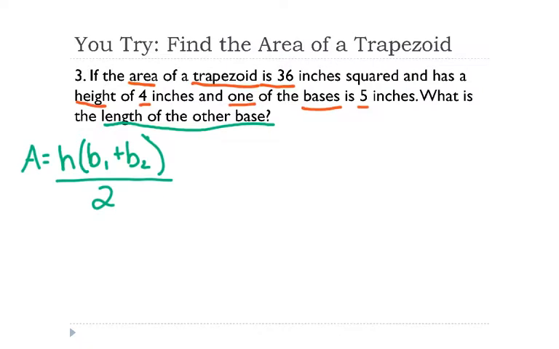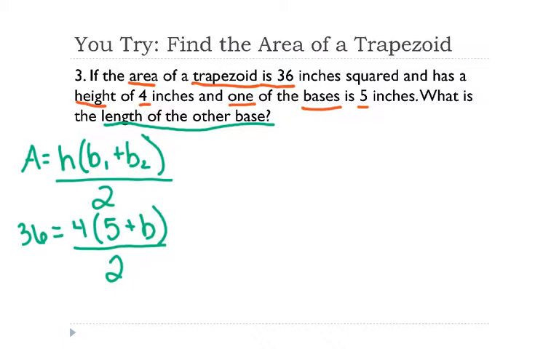So plug in what you know. Well, you know area is 36 equals height, they tell us, is 4. Now they tell us one of the bases. It doesn't matter which one you plug it in for, okay? So I'm just going to use it as base 1, meaning base 2 is what I'm going to be solving for. And then all of this needs now to get divided by 2.